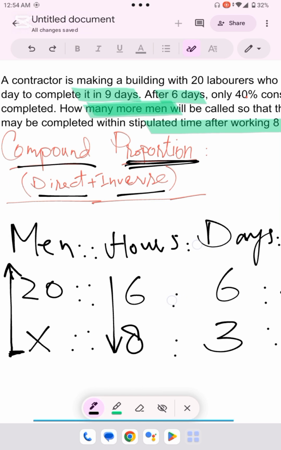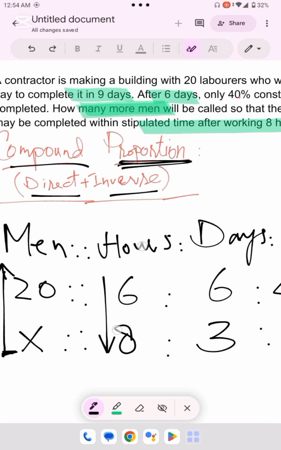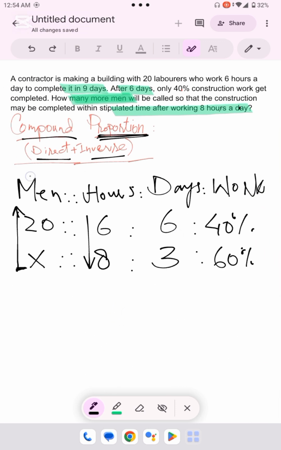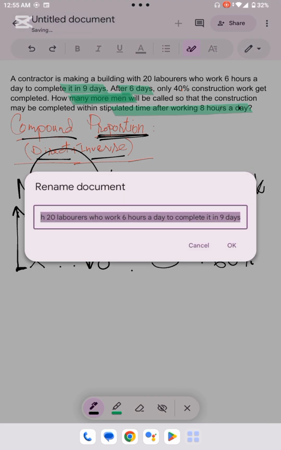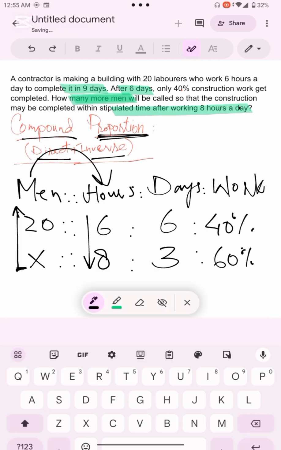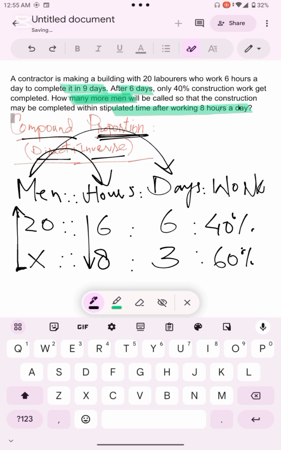And if the number of men is more, then every time you will have to make the relation of the men and hours, and then men and days, and then men and work. So every time you have to make the relation with the extreme left attribute, that needs to be found out. So men and hours are done.